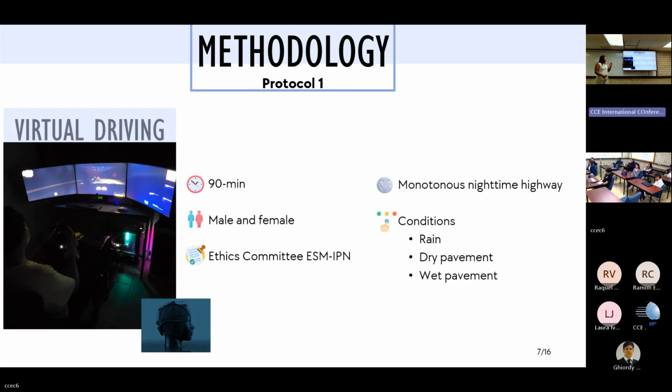For the first protocol, we made it in the simulator. The route consisted of a 90 minute route. We only used a male and a female subject. This protocol was approved by the Ethics Committee of Escuela Superior de Medicina, and it consisted of a monotonous highway under 3 different conditions. The first one was during raining conditions, the second one during dry pavement, and the third one during wet pavement. Remembering, we realized this under rested condition and sleepless condition.